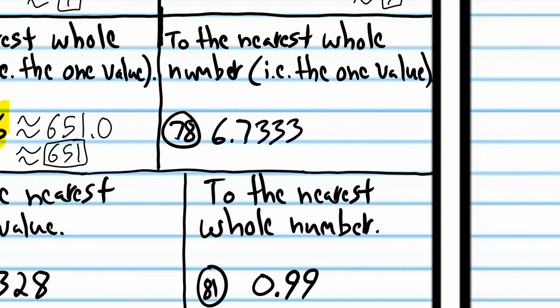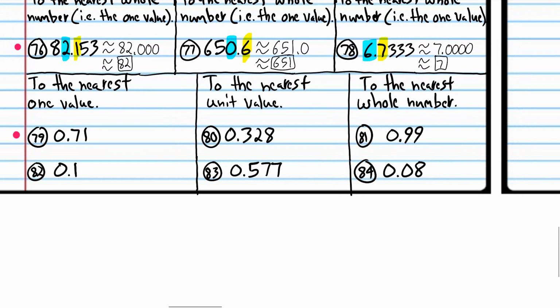Try number 78. When you come back, we'll do it together. All right, we're back. This is the nearest whole number. That's the ones place. 7 tells us to round up. So that rounds up to 7.0000, which you can just write as 7. So if you got 7, good job.